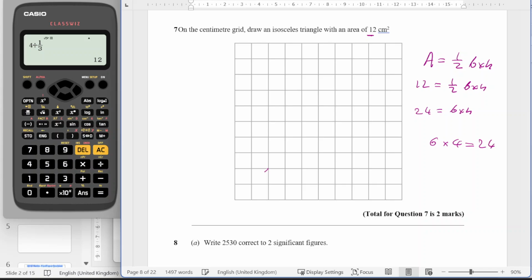So I'm drawing a triangle with a base of 6 and a vertical height of 4, but we want an isosceles, so 2 equal sides. So that would be my triangle. Other versions that you could have, that just seems the most straightforward way though.